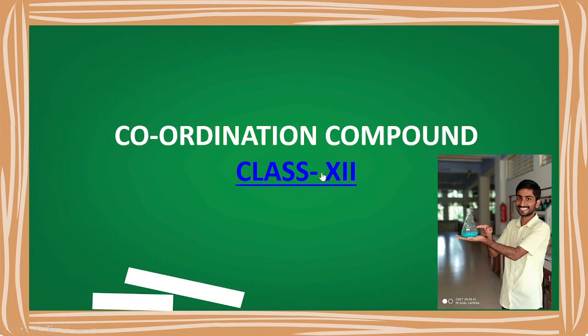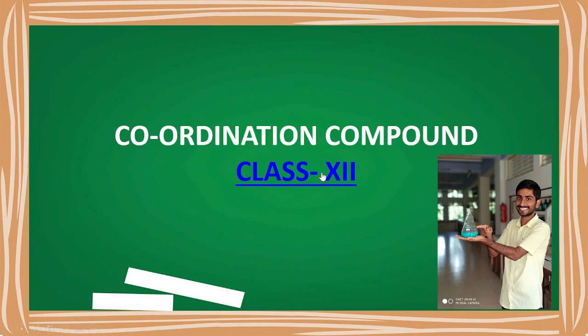Welcome back to the fourth video for the chapter Coordination Compound. This is the continuation of the last three videos for the chapter Coordination Compound. So in the last video I left you with the topic of isomerism, where we came to know about different types of isomerism like linkage, coordination, ionization, solvate, geometrical, and at the same time optical isomers.